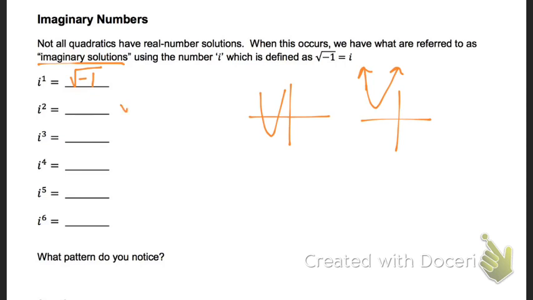i squared would be like taking the square root of -1 times the square root of -1, and basic algebra tells me that is just -1. Now I've got i cubed, which would be i squared times i. i squared is what? -1 times i, so it's just -i.